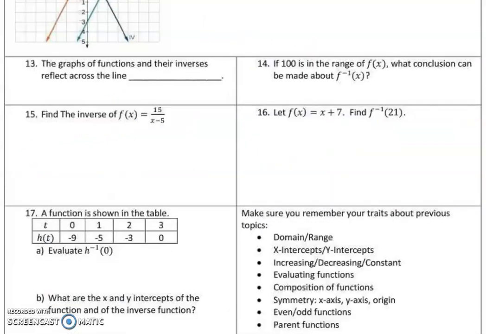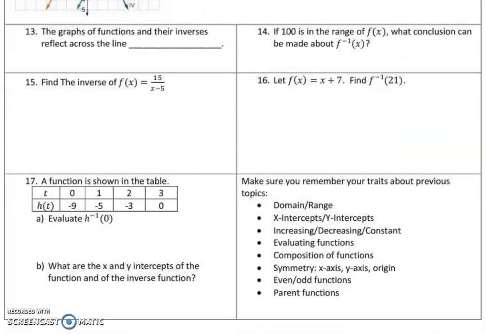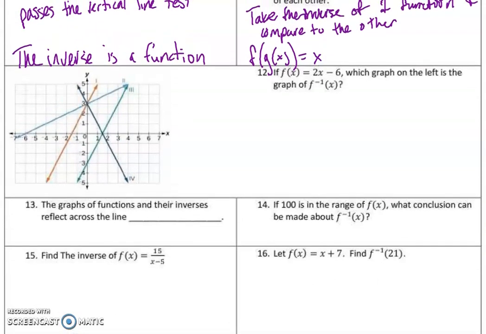All right, moving on. Okay. If f of x equals 2x minus 6, which graph on the left is the graph of the f inverse of x? Now there's a couple ways to do this. I'm going to do this first by hand because I could have put this in the calculator, but let's say, for example, that maybe this question is not on a calculator section.